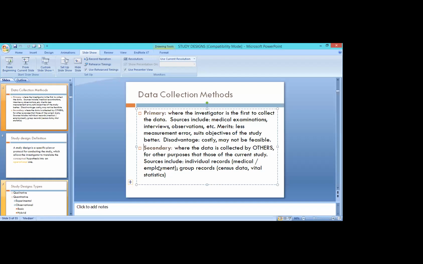Are you with me now, everyone? Right, primary data collection method is the first to collect the data. What can be the sources of primary data?